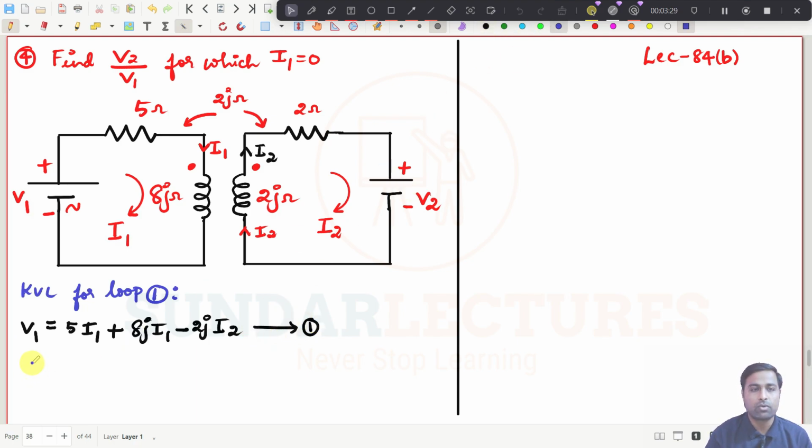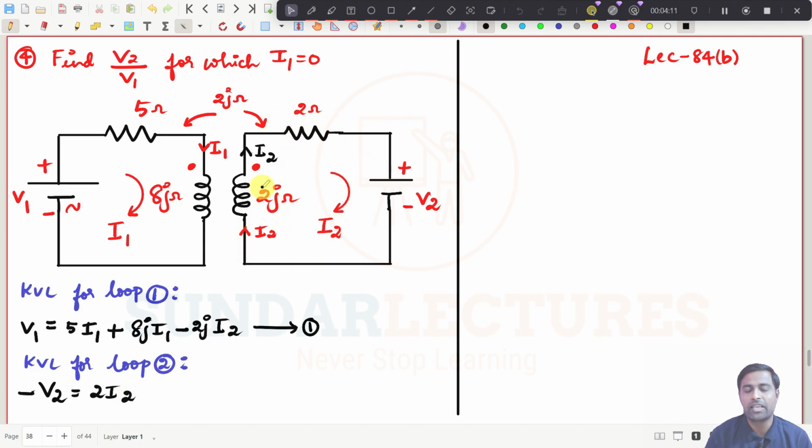Now you write KVL for loop 2. These problems are very easy. I will start here, go here, and come here. You have a voltage, but the current is traveling from plus to minus, so you have to put minus V2 here. Don't put plus V2, that is wrong, because there the current was traveling from minus to plus, but here it is traveling from plus to minus. So it is minus V2. Then this current, it is 2 into I2.